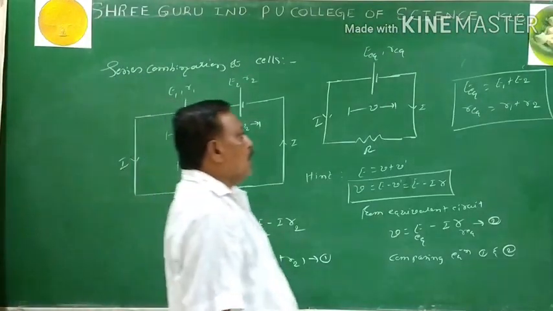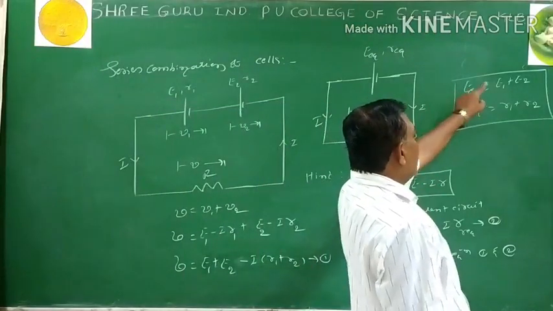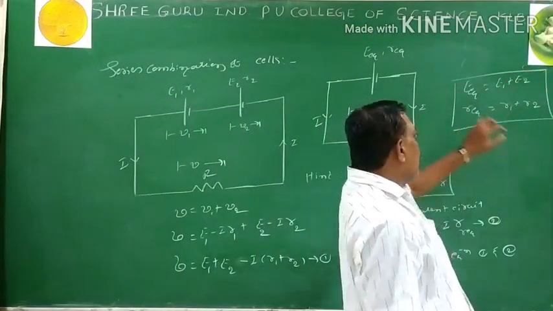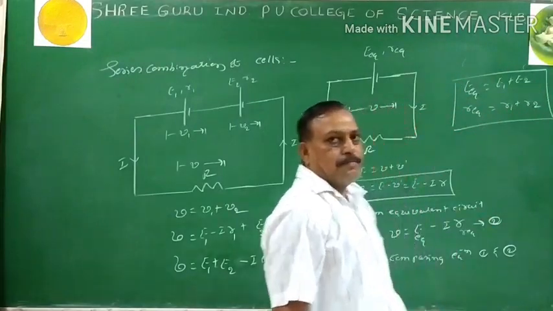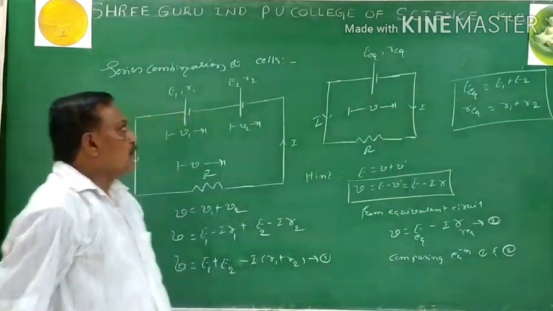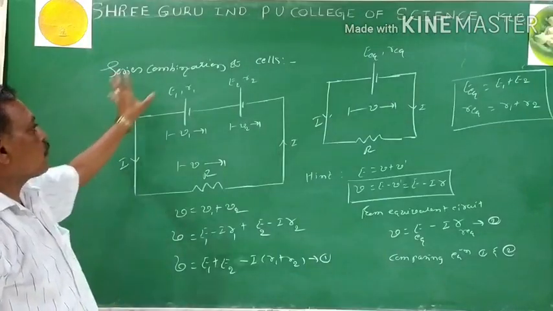In general, E equivalent equals E1 plus E2 plus E3 and so on. For R equivalent, R1 plus R2 plus R3 and so on. Right? Now this is about the series combination of the cells.